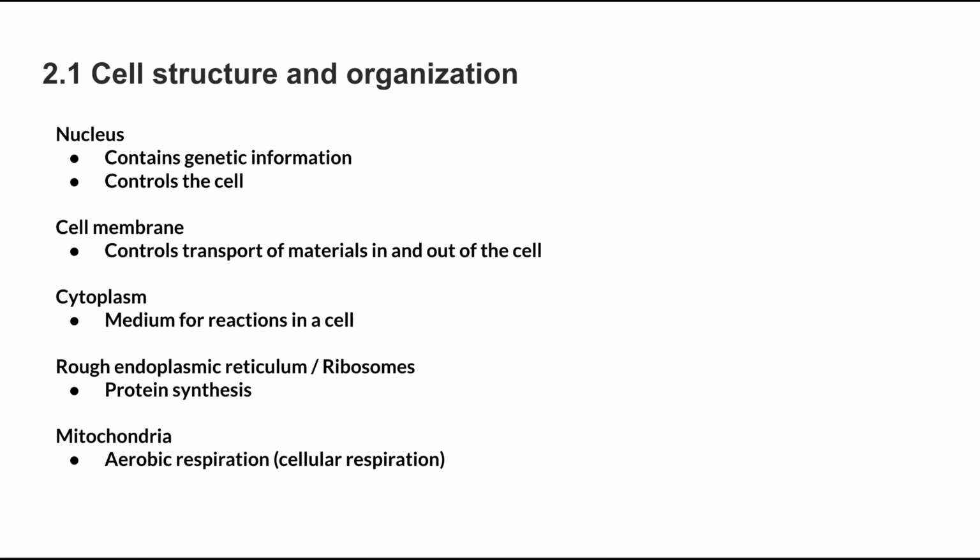So you don't have to know in detail about this in IGCSE, but to explain a little bit more, rough endoplasmic reticulum produces proteins which are to be used inside the cell. And ribosomes that are not in the rough ER but just floating randomly around the cytoplasm synthesize proteins that are to be used outside the cell.